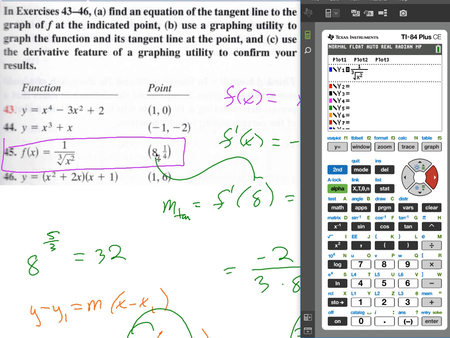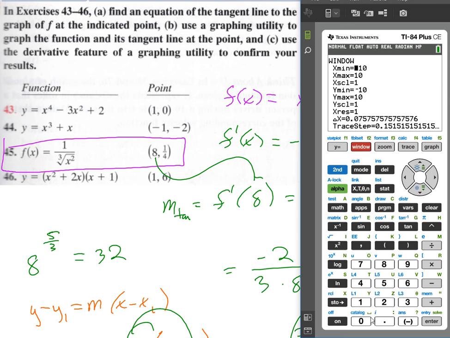Now we want an x value of 8. So we might as well choose our window to be nothing crazy. Let's set our window to go from, how about 0 to 10? If I set the x's to go from 0 to 10, how do I let the calculator choose the y's? Do you remember from Algebra 2? Zoom fit. So zoom 0. You have to go down, just zoom and then type a 0 is fine.